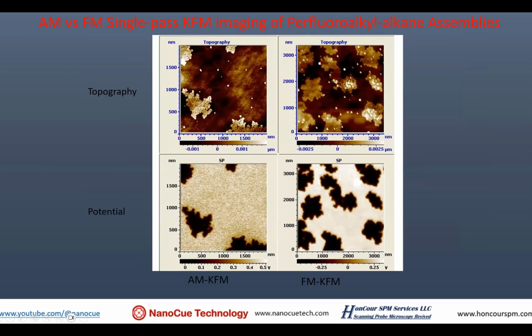Part of the molecule, the hydrogen, is replaced by fluorine, and fluorine is extremely electronegative. In chemistry class we learned that it will attract electrons from the silicon and induce a very strong negative electrical charge around itself. The one on the left is the potential image using the AM-KFM mode, and the one on the right is the FM-KFM mode.